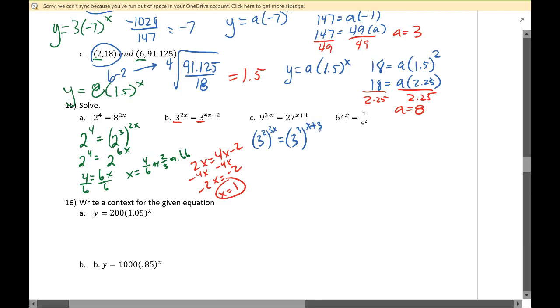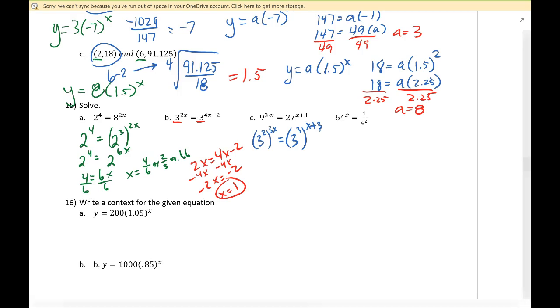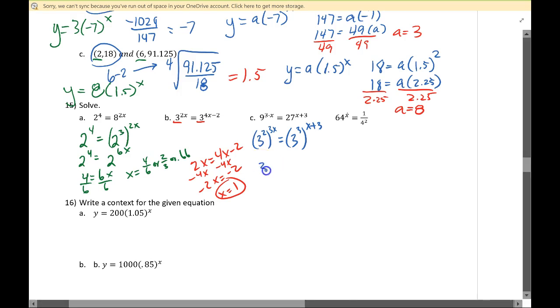All right, so now we have to simplify the left and the right to get rid of the parentheses so that we just have bases of 3. And so on the left, we get 3 to the 6x. And on the right, and this is where a lot of students make mistakes, you have to distribute this 3 to both of those terms. So we get 3 to the 3x plus 9.